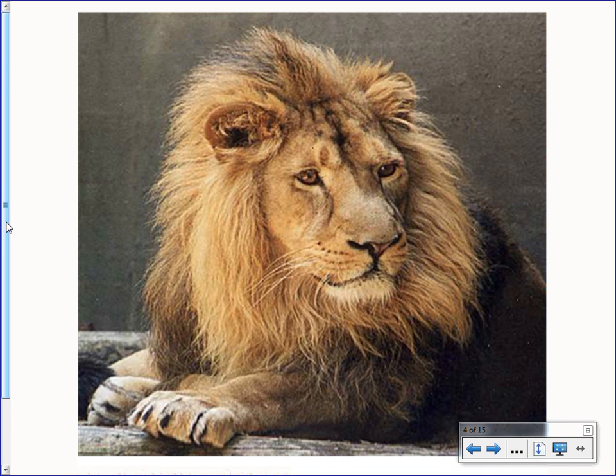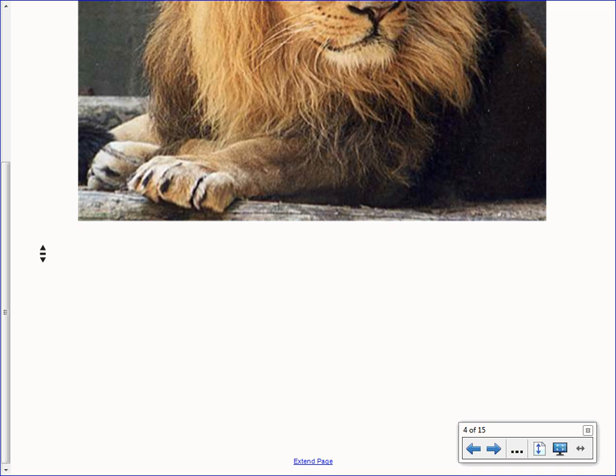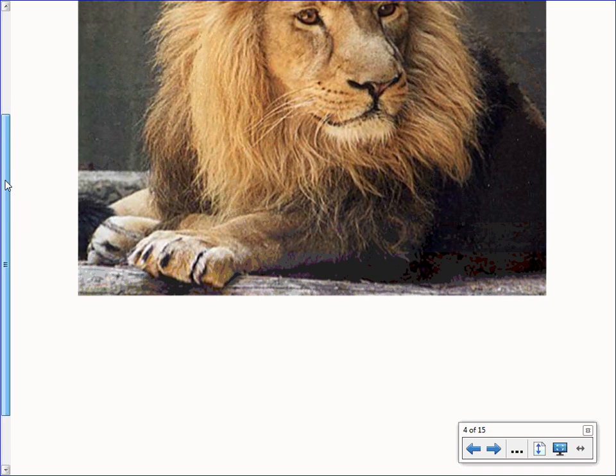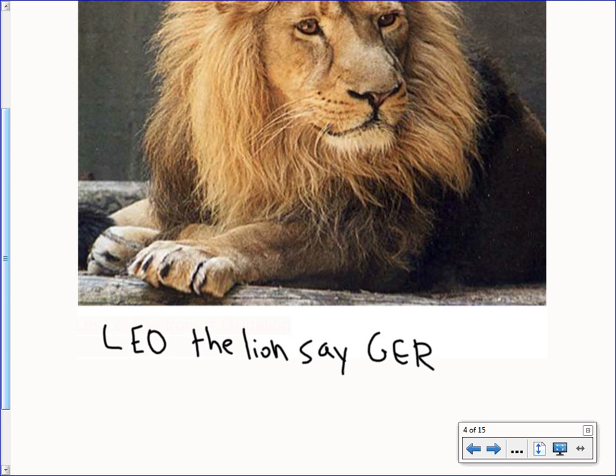So this is Leo. Leo is a lion, and Leo is very useful because he can help remember the difference between an oxidation and a reduction reaction. So if you can remember Leo, and the fact that he's a lion, and what do lions say? Lions, I think they would say roar, but in this case, Leo says grr. So if you remember Leo the lion says grr, you can remember the difference between oxidation and reduction.